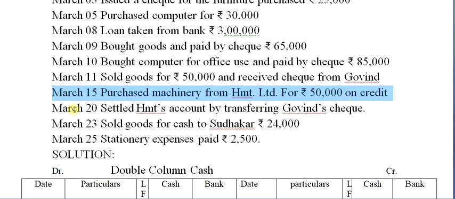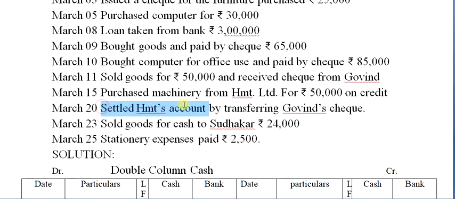Next point, what is given? March 20th, settled HMT's account by transferring Govind's check. So here the cash flow happens. The last transaction is a credit transaction. We purchased the machinery through credit. This transaction we can't record. March 15th transaction we can't record it.